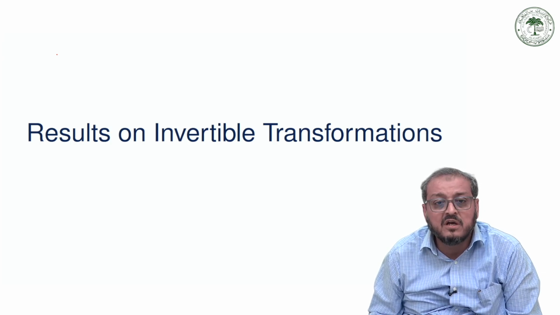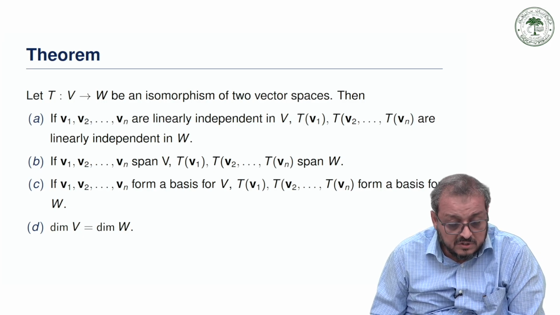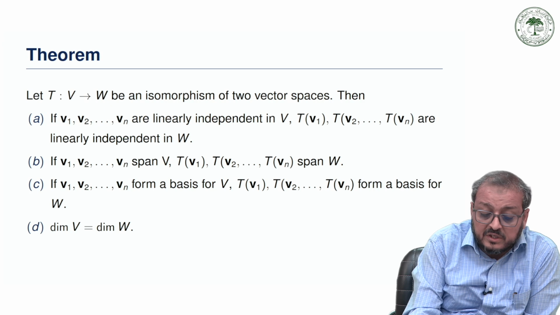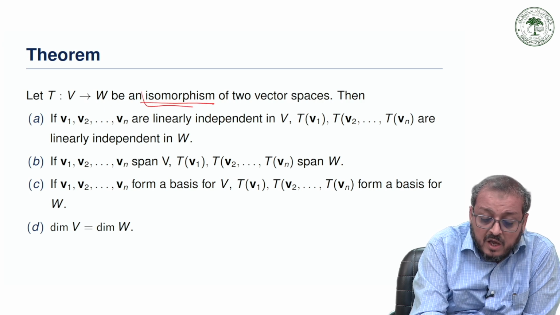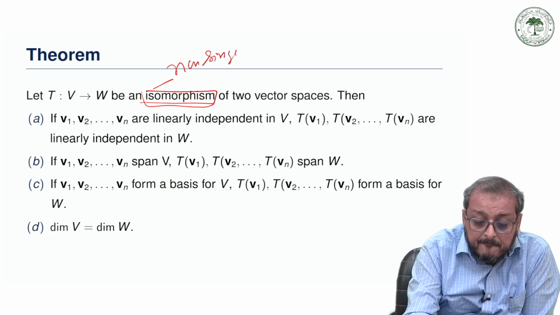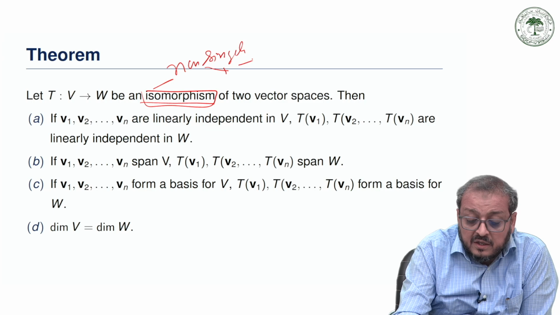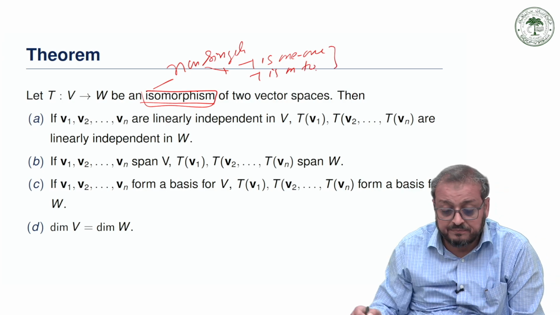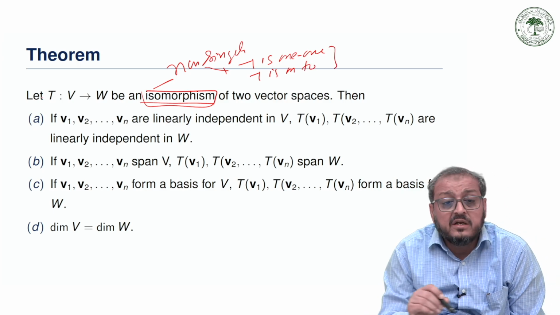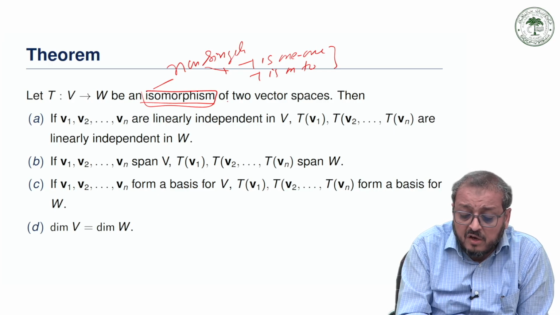Let us begin with the result. Let T from V to W be an isomorphism of two vector spaces. Isomorphism means that T is non-singular, and that means two things: T is one-one and T is onto. So this linear transformation T is an isomorphism, a non-singular transformation of two vector spaces.